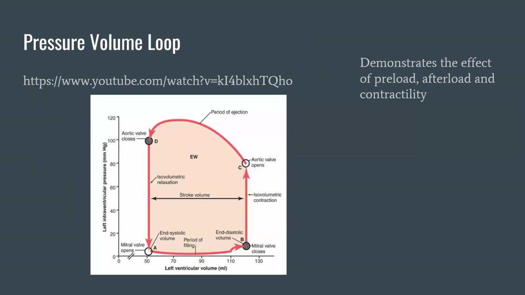This is the pressure volume loop, which we saw when we talked about valves before. I just put this here as a visual to demonstrate the effect of preload and afterload and contractility on the heart. We already covered this. If you guys want a little review, it's like 6 minutes, and this YouTube video is really great if you're struggling with preload, afterload, contractility concepts. This is a great YouTube video to watch.